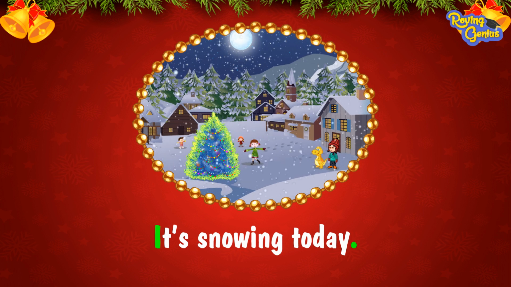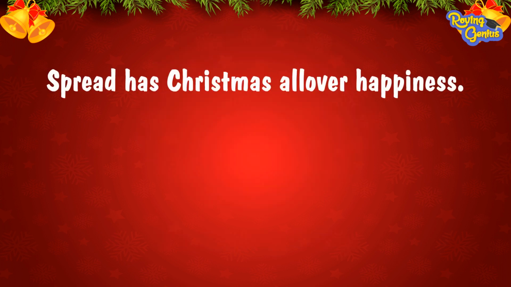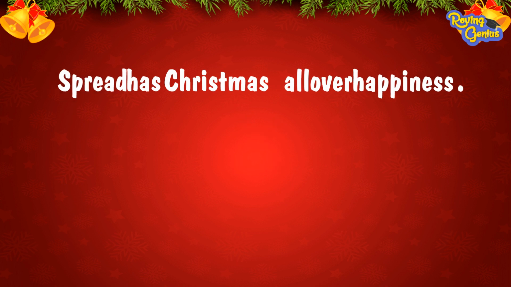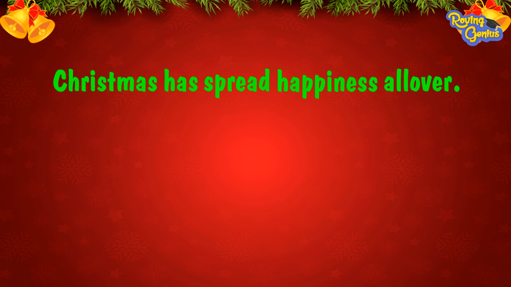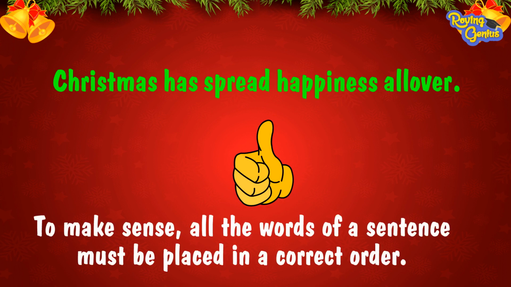Now look at this sentence. Spread has Christmas all over happiness. Do you understand the meaning of the sentence? No, we don't. Since the words in the sentence are not arranged properly. Let's place the words in correct order. Christmas has spread happiness all over. Now the sentence makes sense. So to make sense, all the words of a sentence must be placed in a correct order.